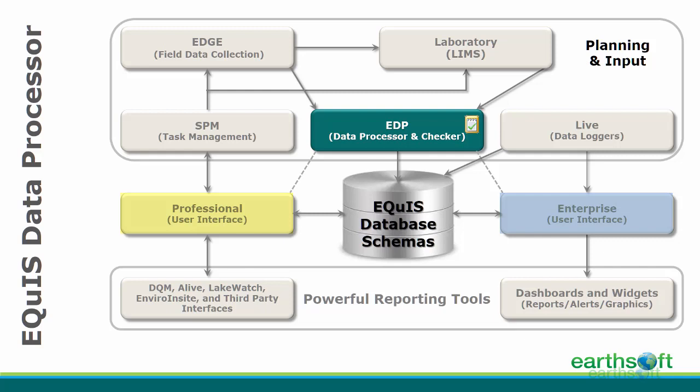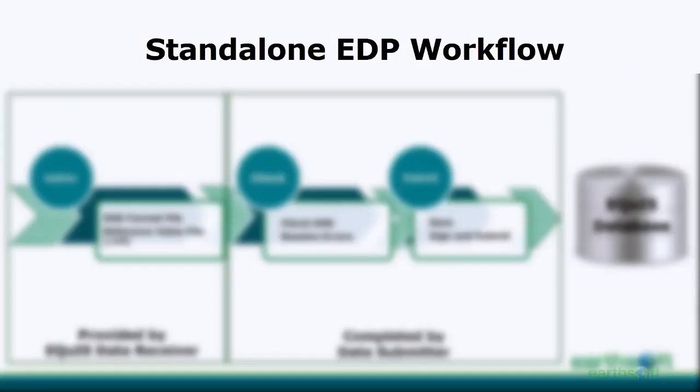So EDP Professional as well as EDP Enterprise will both perform checks on the data before they are allowed into the database. And then in the upper left-hand corner, we also have Edge, which has its own version of Field EDP, and we'll walk through that workflow in a few minutes as well. So this is a great slide to see exactly where the data are checked at each juncture by EDP and how EDP enforces the data quality before the data are allowed into the EQuIS database central schema.